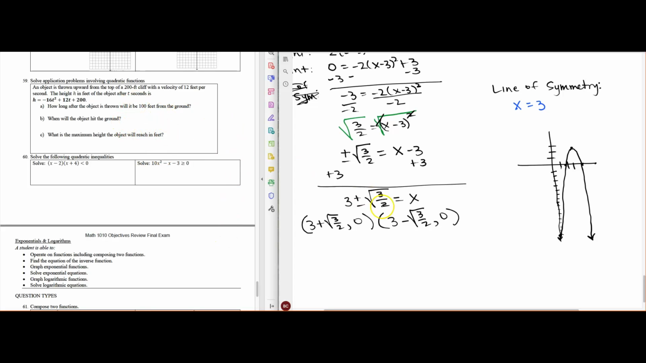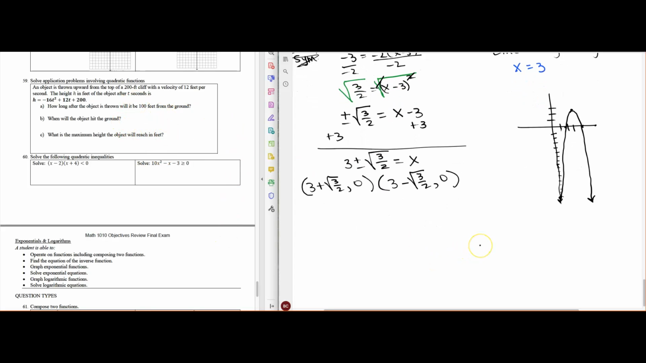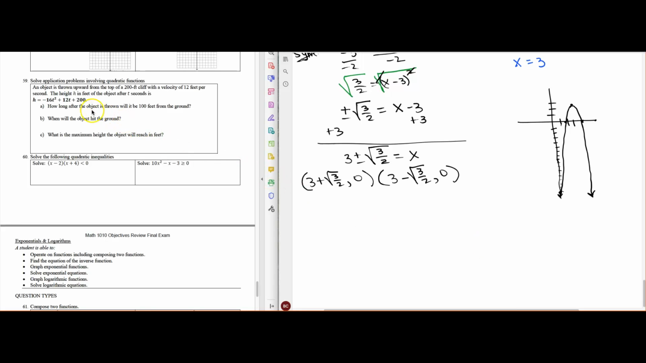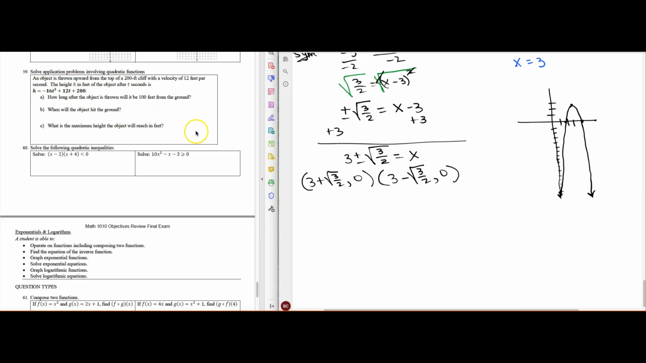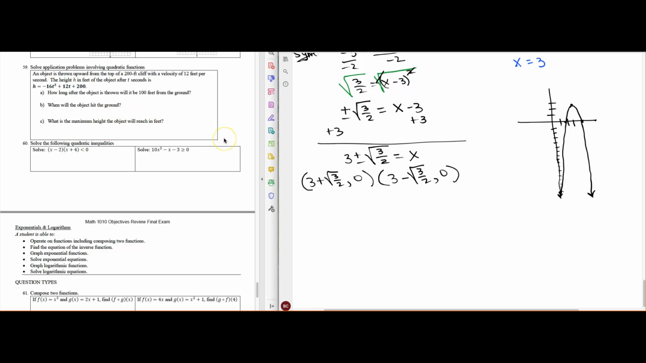Okay, what about number 59? So how long after the object is thrown will it be 100 feet from the ground? When will the object hit the ground? So we already did one like that where it hits the ground, where we let our height equal 0. And on part A, we would just let our height equal 100 and solve that. But we haven't done one like 59C yet. So let's look at that.